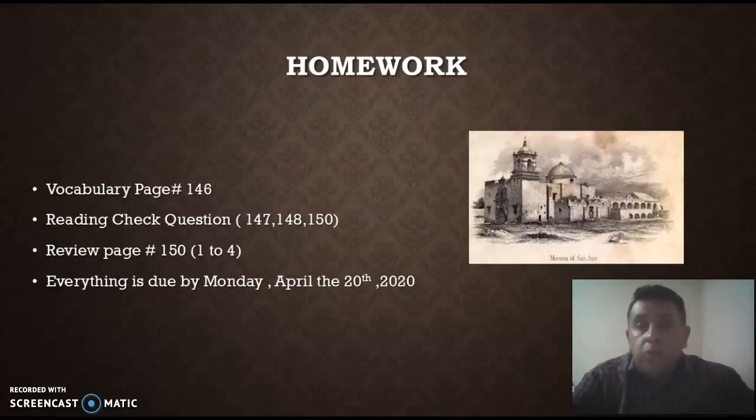Okay, pretty much that's what we need to know, and your homework is vocabulary page 146. You have to complete that vocabulary using your glossary. You have to do the reading check on pages 147, 148, and 150. You have 3 questions only. Then you have to review page 150, where there are 6 questions, but you just need to do 1 to 4. Everything, ladies and gentlemen, will be due by Monday, April the 20th.